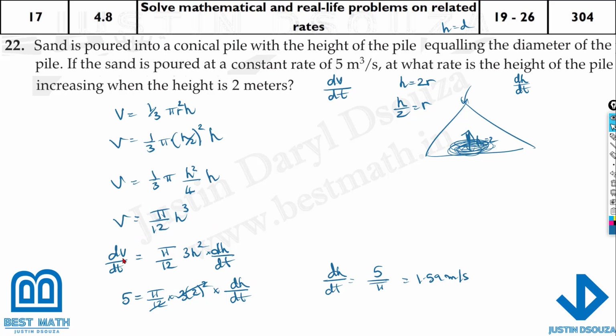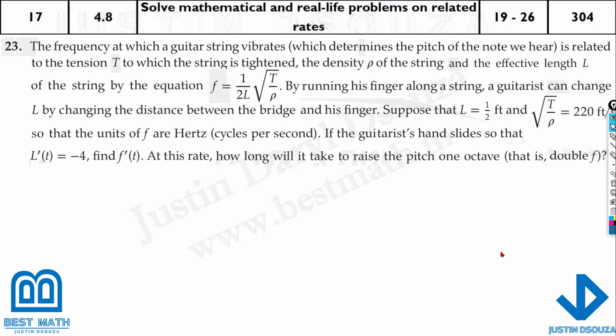You do implicit differentiation with respect to the time. It will be dv by dt. Here it's going to be 3 times h square and dh by dt. Then all you do is substitute what is known. We know dv by dt, we know h is 2 given in the question. And then we can just put in the calculator and get the answer. Let's look at the next problem.